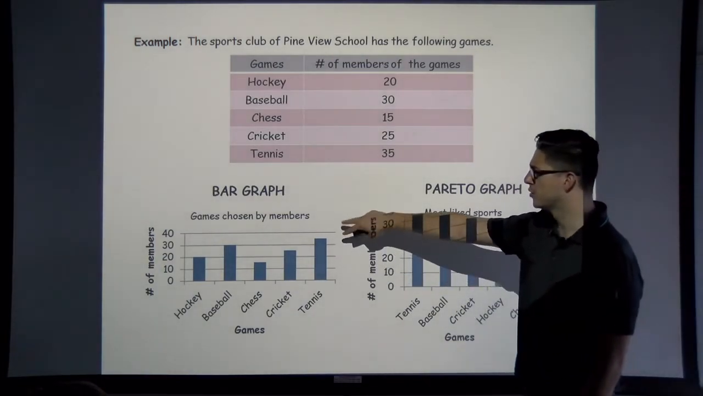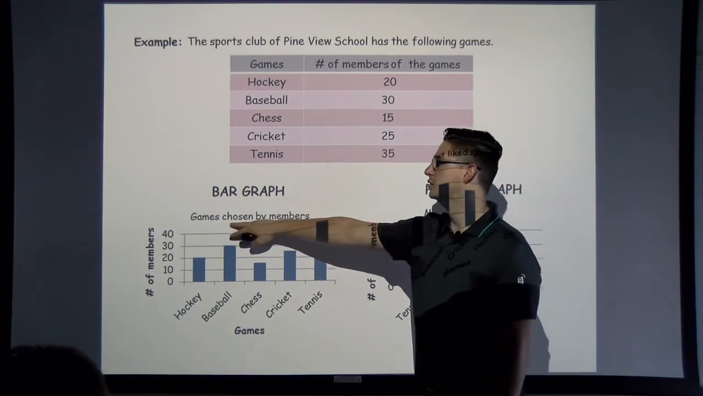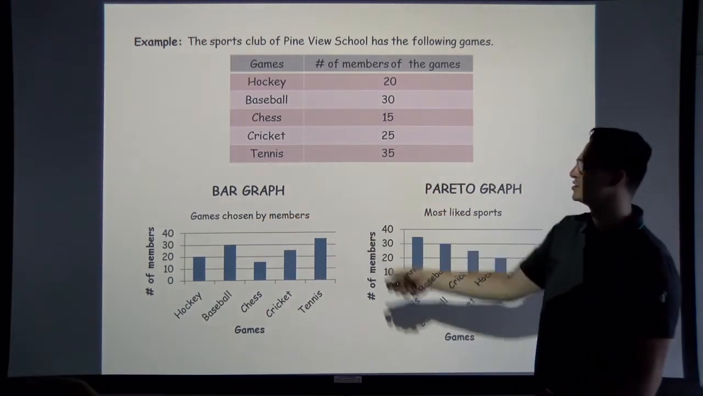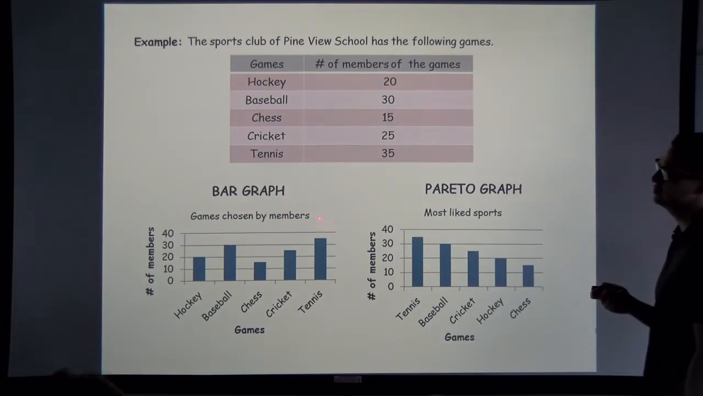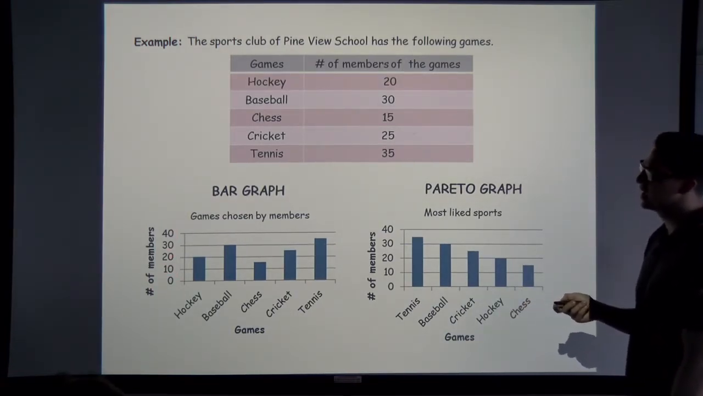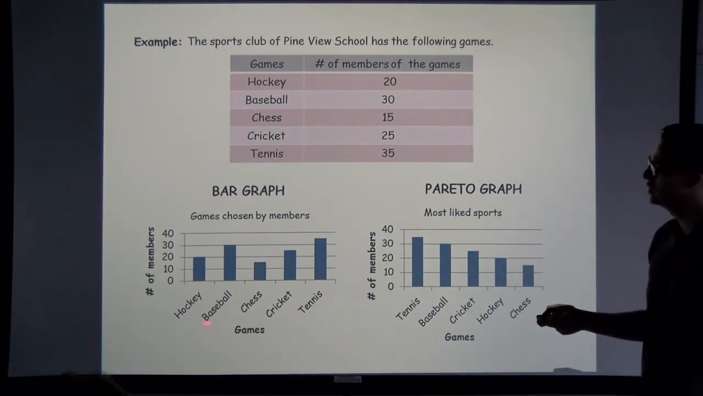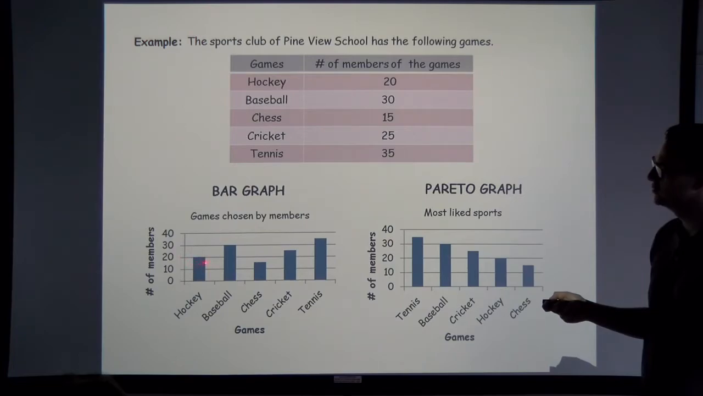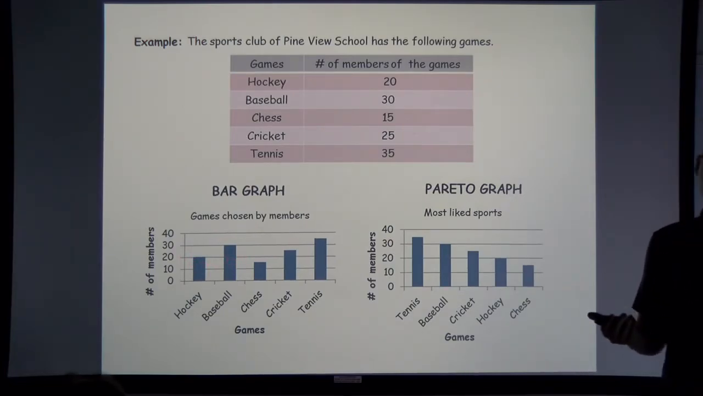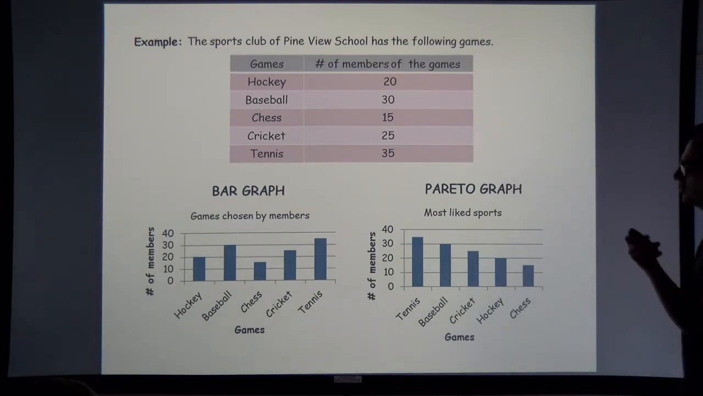As you notice in our bar graph, most important, we have a title. Our first thing was to have a title. So the title was Games Chosen by Members. Our y-axis here is going to be the number of members that we have. Our x-axis here is going to be the games that we have. So hockey, 20 people. Also notice that each of our bars is equal in width. It looks very presentable, it looks pleasing.